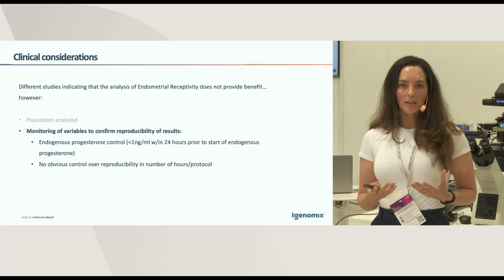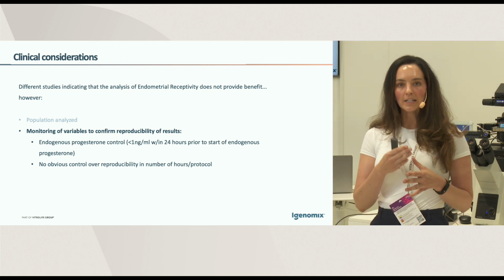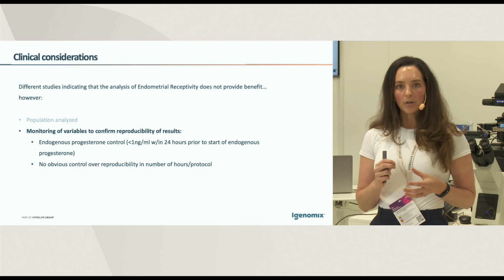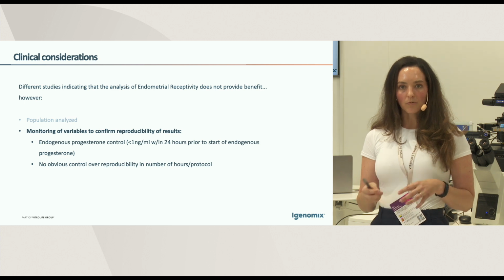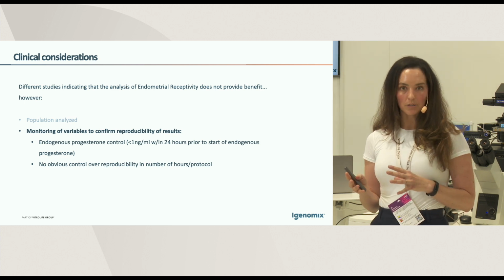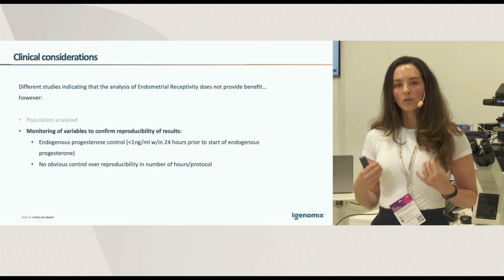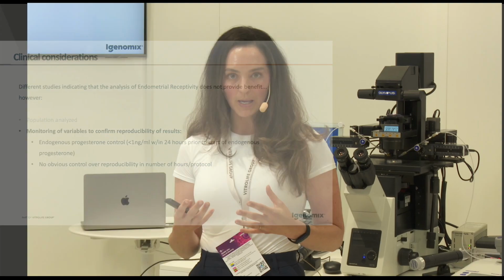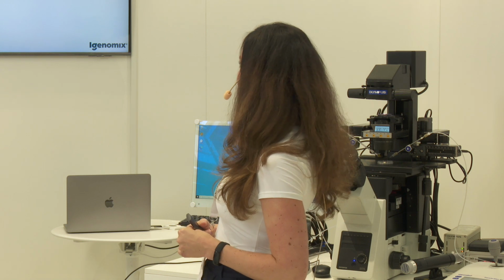And the obvious reason behind this is that we know that progesterone is the initiator of the plasma membrane transformation of the endometrium from a non-receptive state to a receptive state. So if a patient has an earlier exposure than anticipated, then we could not reproduce that in a subsequent transfer cycle. So it is extremely important and imperative that you're measuring endogenous progesterone and that it's less than 1 nanogram per mil within the 24 hours prior to the first start of progesterone.